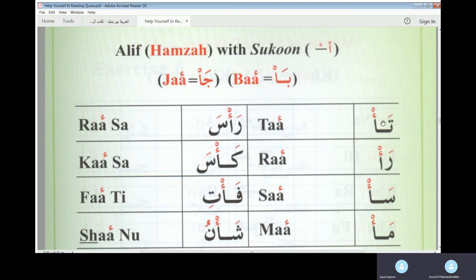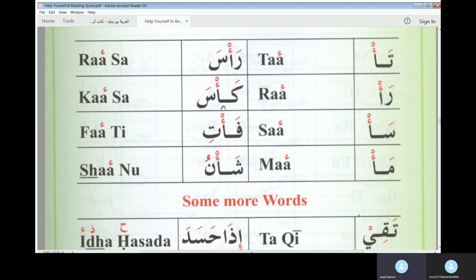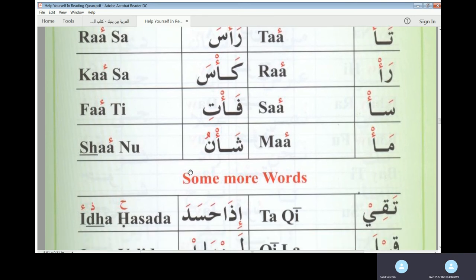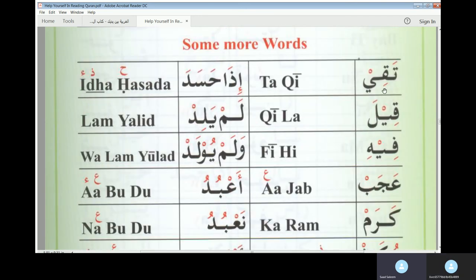Aleph hamza with sukun. Ta. Rasa. Ra. Kasa. Sa. Fati. Ma. Sha'nu. Taki. Elongated. Taki. Ida. Hasada.